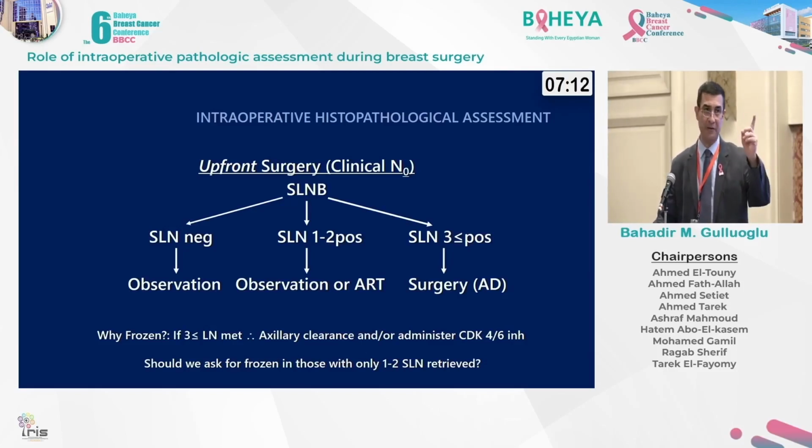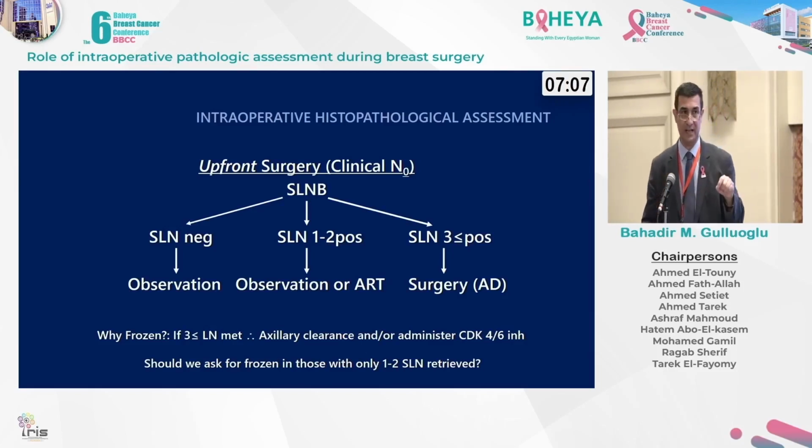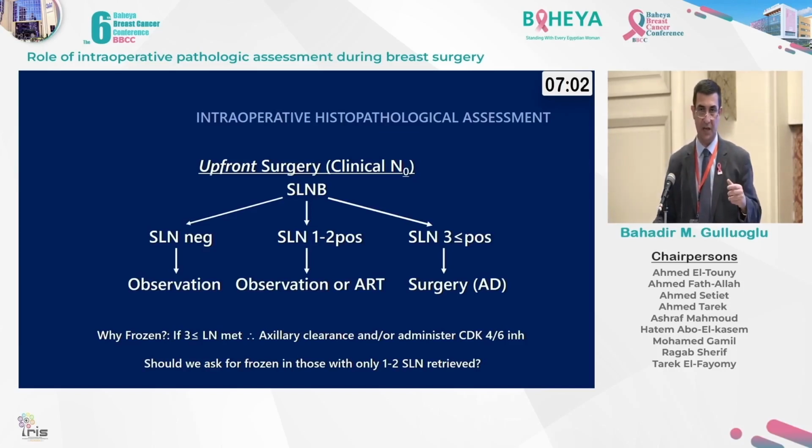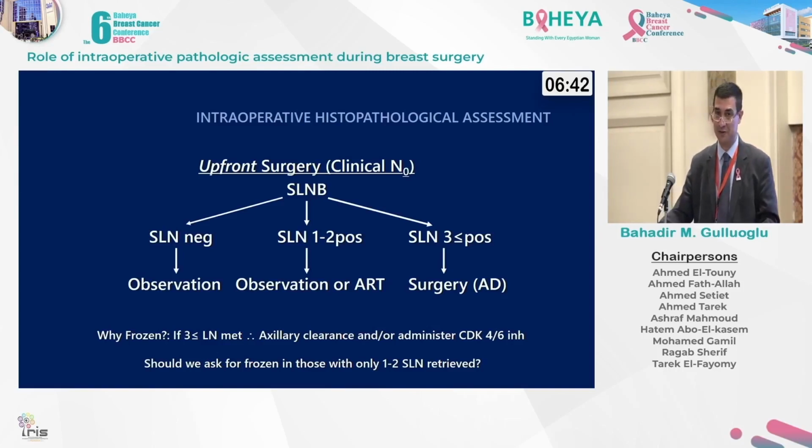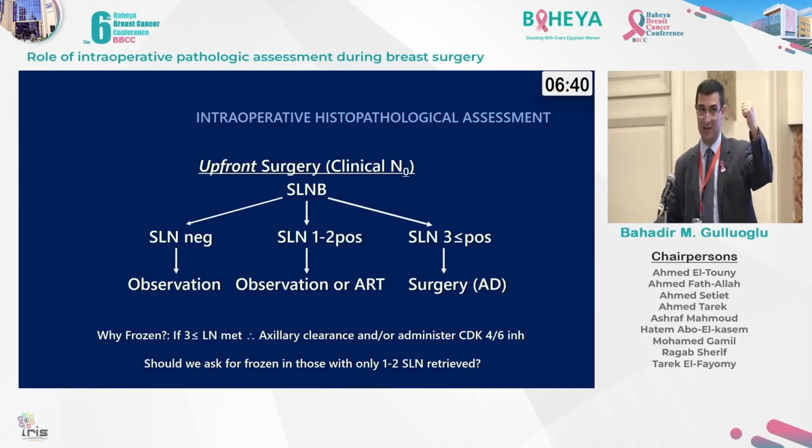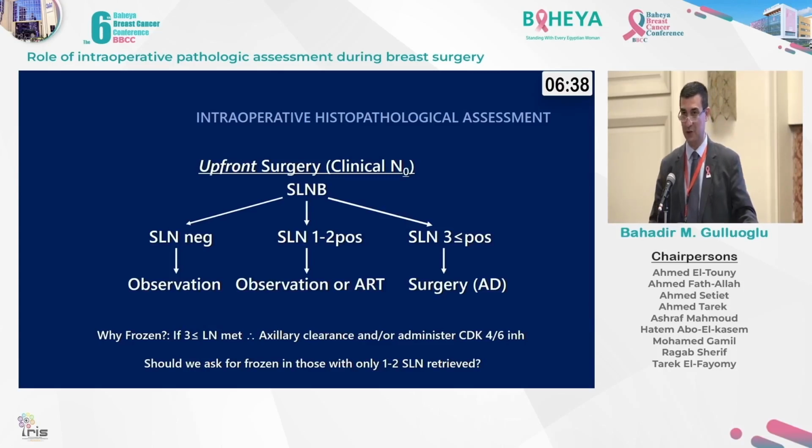But if there are 3 or more positive nodes, all the studies recommend an axillary dissection. So the question is, if you retrieve a minimum of 3 nodes, should you go to frozen section? Or another question, maybe not relevant for today: you have 2 nodes, and they may turn out to be 2 positives out of 2. And we know there are many series showing that when they do axillary dissection, 50% of the time you have extra non-sentinel node positivity. So would it matter for you?